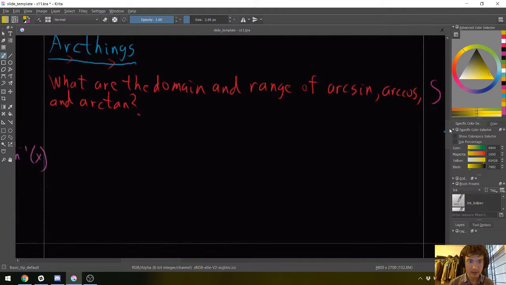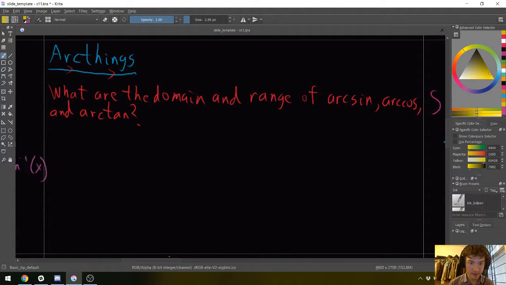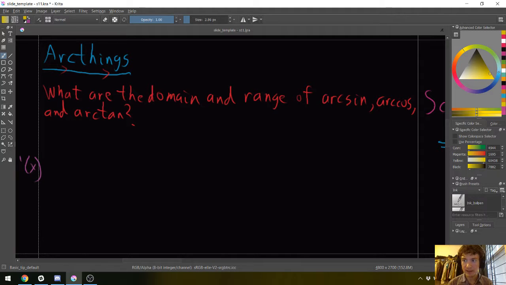Okay, let's remember how inverse functions worked a little bit. What are the domain and range, if you remember, of arcsine, which is sine inverse, arccosine, which is cosine inverse, and arctangent, which is tan inverse? Each of these are inverse functions of sine, cos, and tan. So I'm going to think about that. Yeah. So you're saying this is sine inverse? I agree.